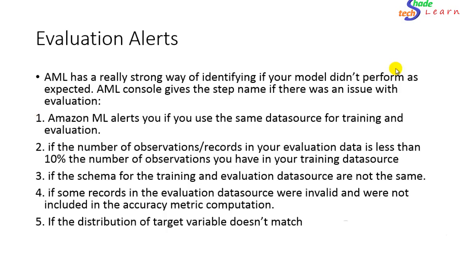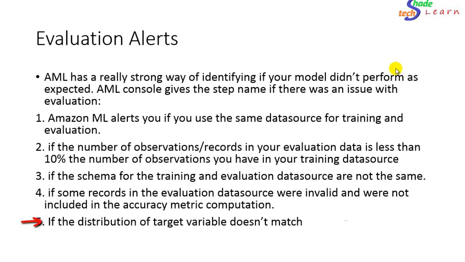Another point it gives is that if the number of observations in your evaluation data is less than 10% of the number of observations you have in your training data source, it will give you an alert. If the schema for the training and evaluation data source are not the same, then also AML will point it out. If some records in the evaluation data source were invalid and were not included in the accuracy metric computation, Amazon will let you know and you can then change your data source or correct your data.